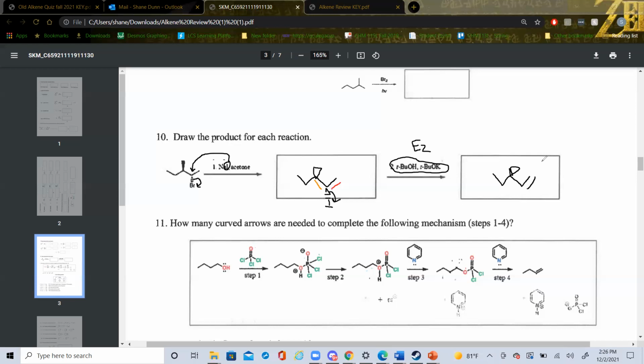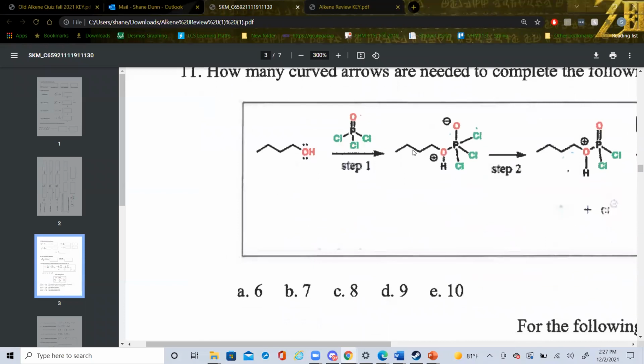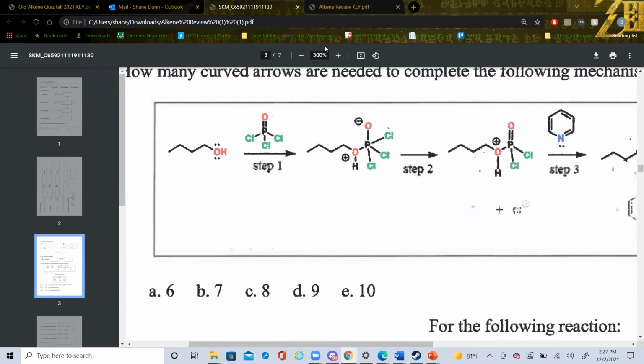If you were to make the orange one, that would only occur for a very, very strong E2 base. And I forget what that one's called. It's some other type of reaction by some other cool guy named Hofmann. Yep, number of electrons here, number of arrows. Fun ones. Okay.